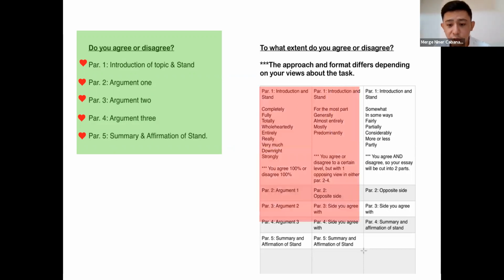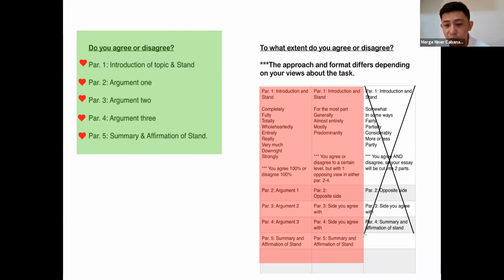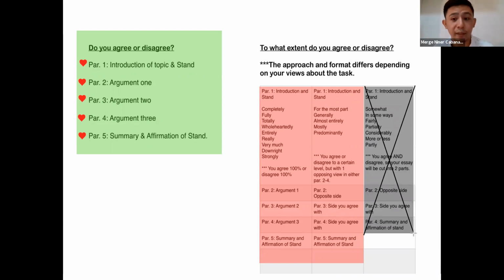So I'll be highlighting this too, and I will be erasing this because we no longer use approach number 3. I'll explain to you later why we do not use approach number 3 anymore. One of the primary reasons is that approach number 3 somehow mimics the discuss both views and to what extent do you agree or disagree question. You cannot agree and disagree at the same time because your essay will be cut into 2 parts.